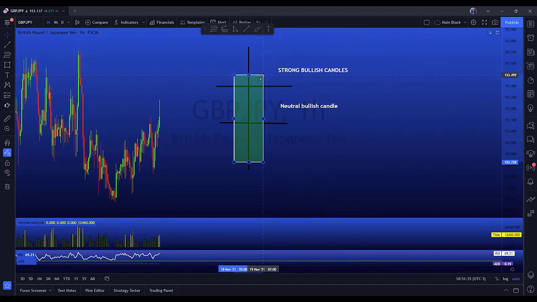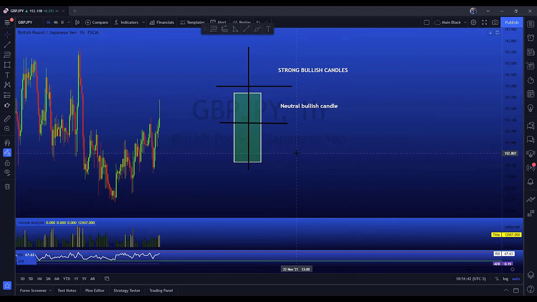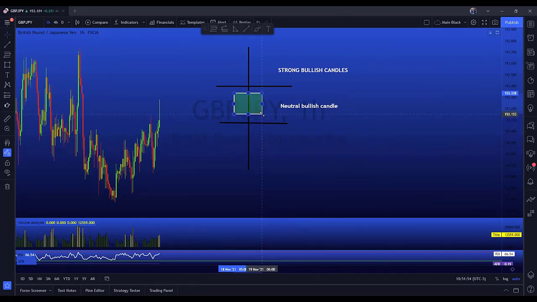So if price action closes in the middle third, this is going to be a neutral bullish candle, right? It didn't close in the upper third, so not strong. It didn't close in the bottom third, so not weak. This is a neutral one. Again, it could look like this, like this, like this. Neutral, neutral, neutral. There will be a spelling test at the end, yes.